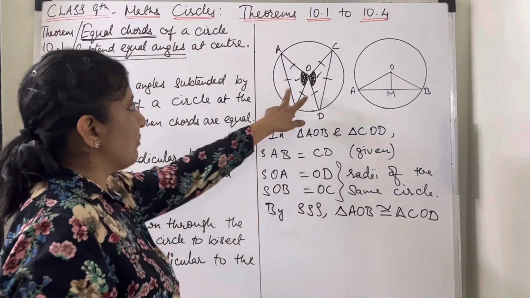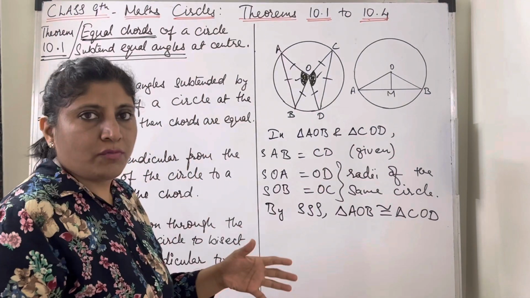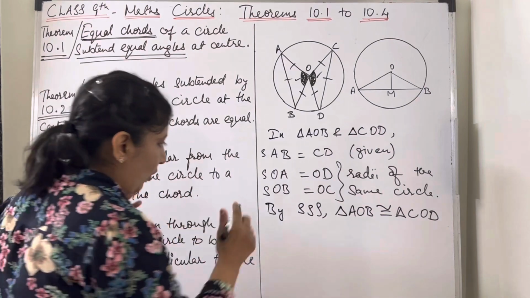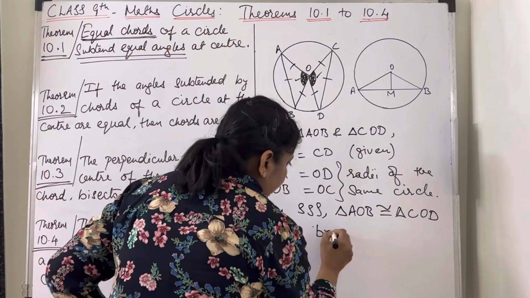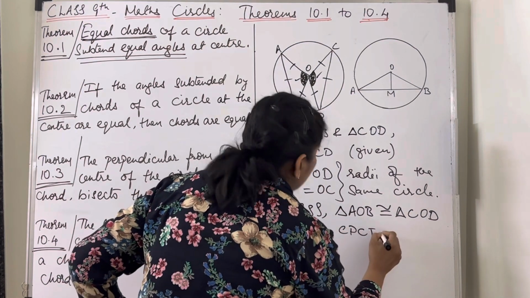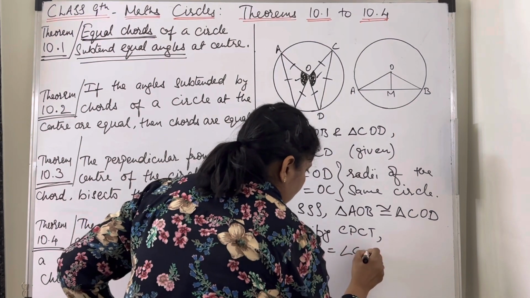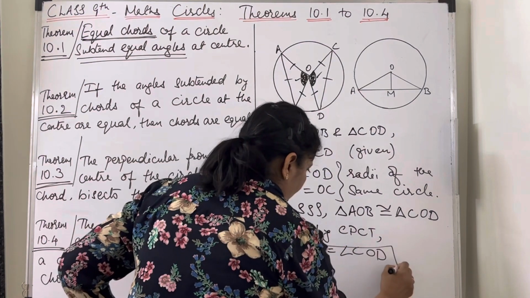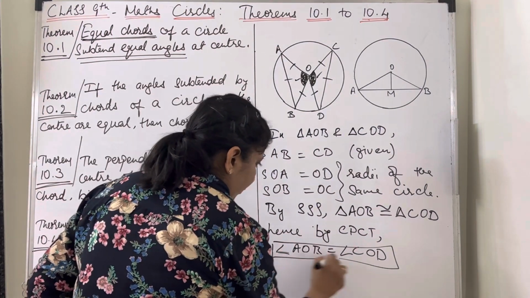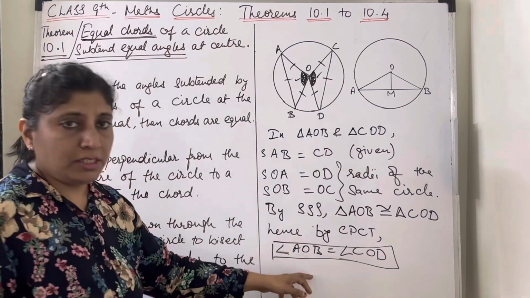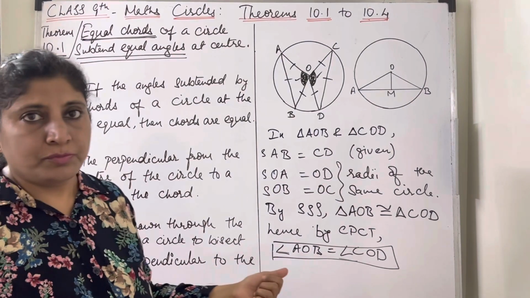So, these two triangles we have proved congruent, and if the triangles are congruent, then corresponding parts of the congruent triangles are always equal. So hence by CPCT, angle AOB is equal to angle COD, and this is what is required to be proved, right? This is the proof. They expect us to prove this part against this given theorem. I hope it is clear to you, right?